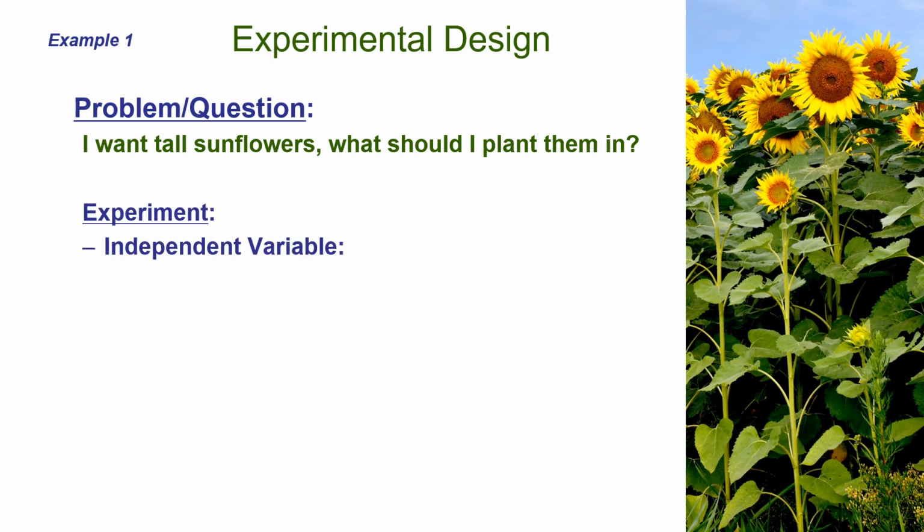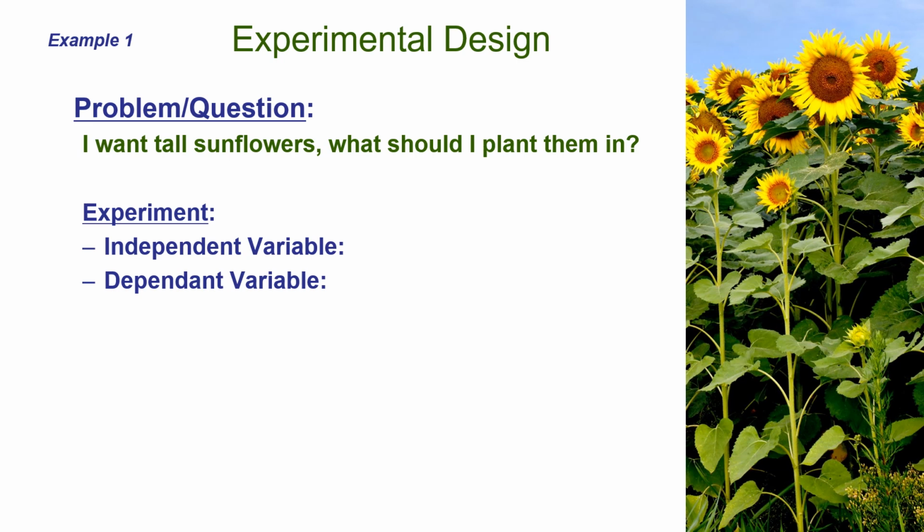So for your experiment, you have to have an independent variable. That's also known as the manipulated variable. That's what you're going to change. And we've decided here to grow them in different things. So the independent variable is what we're going to add to the soil. Maybe we're going to add sand, maybe we're going to add some manure, maybe we're going to add some peat, etc. The dependent variable is what changes.